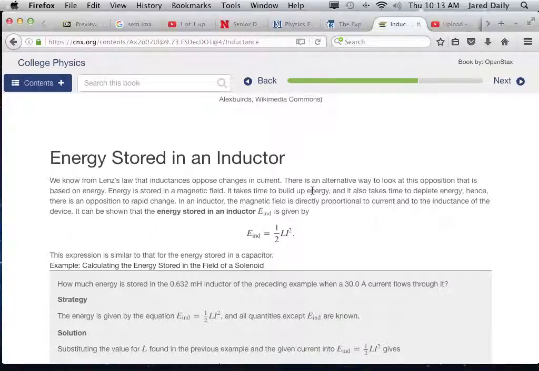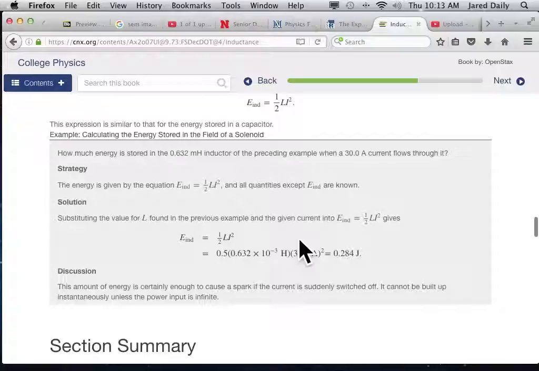So here's the equation for that. Calculating that equation is beyond this class. It's a calculus thing, but they give it to us here. The energy in an inductor is equal to 1/2 times the self-inductance of the inductor times the current squared through the inductor. So they want us to calculate the energy stored in an inductor that has 30 amps going through it, and it's a 0.632 millihenry inductor, has a 0.632 millihenry self-inductance. Plug those numbers in and we get 0.284 joules of energy. Okay? So it could cause a spark.